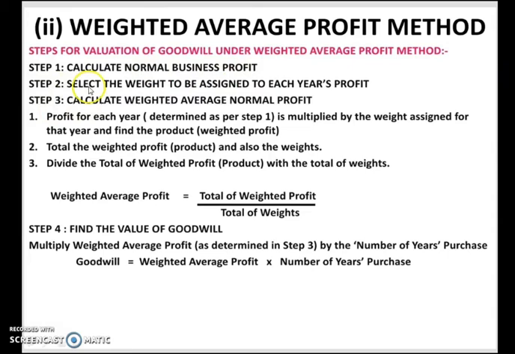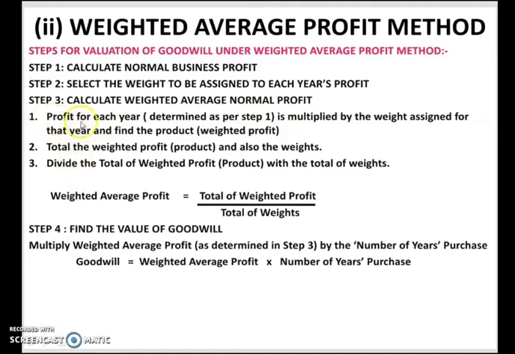Then step 2 is select the weights to be assigned to each year's profit. So you have in the question itself this will be given to you. So for each year's profit they will assign a weight. Okay, so that is our second step. Step 3 is calculate the weighted average normal profit, which you have to do by using 3 simple steps.